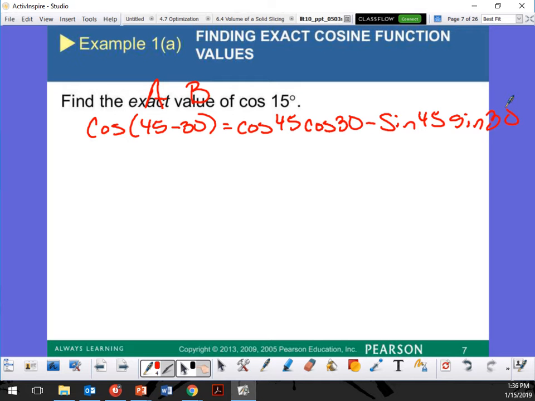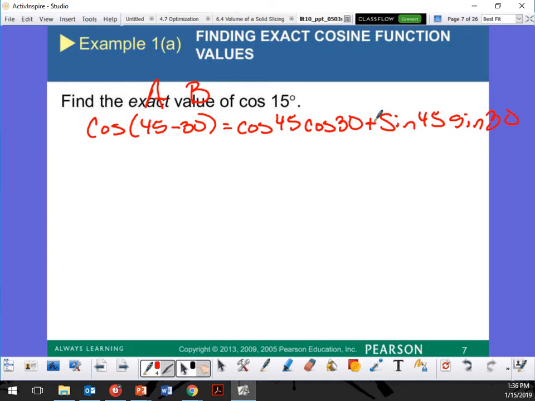Wait, isn't it plus? Oh, you're right. Sorry. You got me there. Good job. Here, candy. Okay, all right, it is plus, because I screwed that one up.